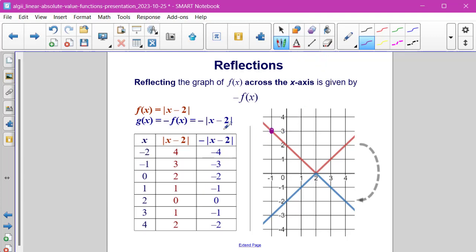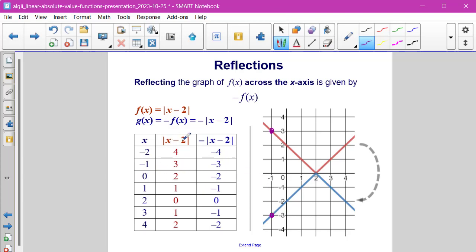And then its corresponding point in g of x, we're still going to execute negative 1 inside of here. Negative 1 minus 2 is negative 3. Its absolute value is positive 3. But now we're making it negative because of this sign that's out in front. So that's why this point is way down here.